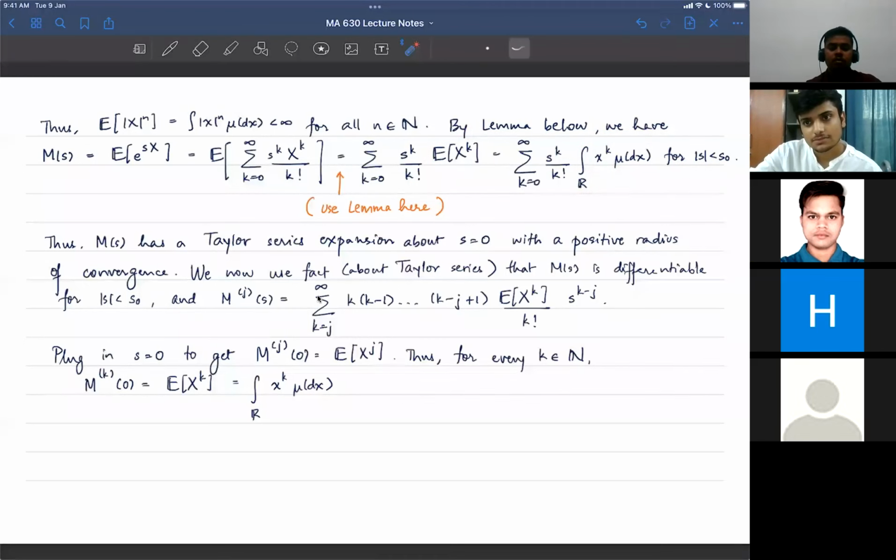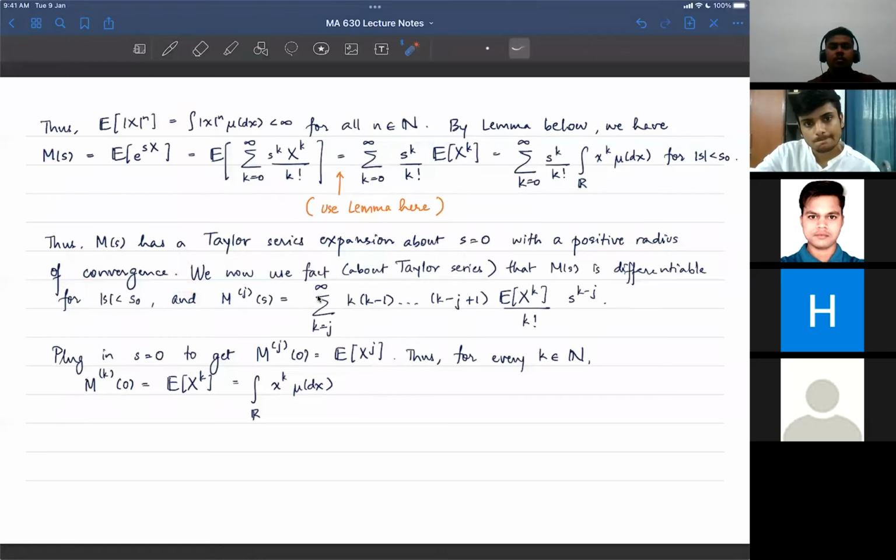So what do we see? We see that m of s has a Taylor series expansion about s equals 0 with a positive radius of convergence. And now you use certain facts about Taylor series. If you have a Taylor series on an interval and it converges inside the interval, then inside the interval you can differentiate as many times as you like, and the derivative is given by just differentiating the series term by term. So now we are using that. Thus, m of s has a Taylor series expansion about s equals 0 with a positive radius of convergence. Some of the facts we're using are about Taylor series, so we use the fact that m of s is differentiable for mod s less than s0.